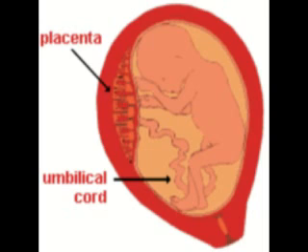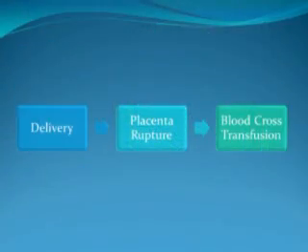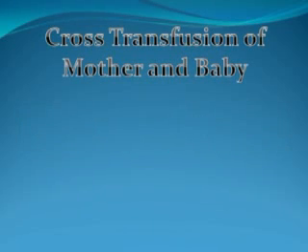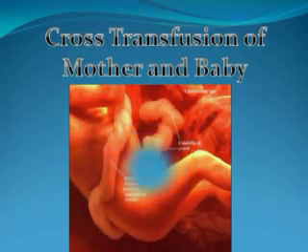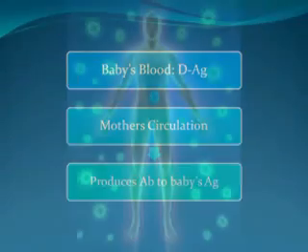The placenta connects the mother and the fetus to each other. Nutrients as well as the mother's antibodies regularly transfer across this placental boundary. During delivery, there is rupture of the placenta, which causes cross-transfusion of blood from the baby into the mother. The baby's blood contains D antigens on the red blood cell surface. When these cells enter the mother's circulation, her immune system recognizes them as a foreign body and produces antibodies to this antigen.